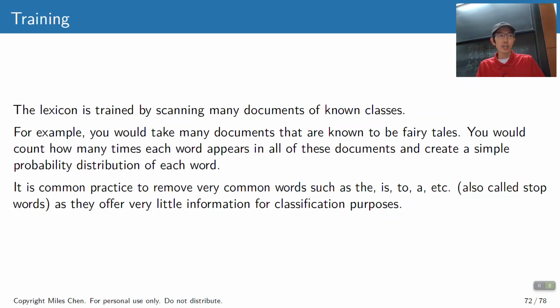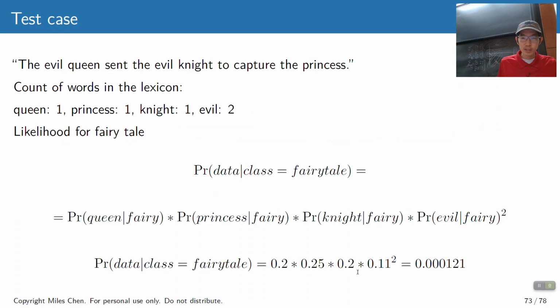It's also common practice to remove stop words like the, is, to, a, all of these common words that don't really give us information about what the document is about. Okay, so let's say this is a test case.